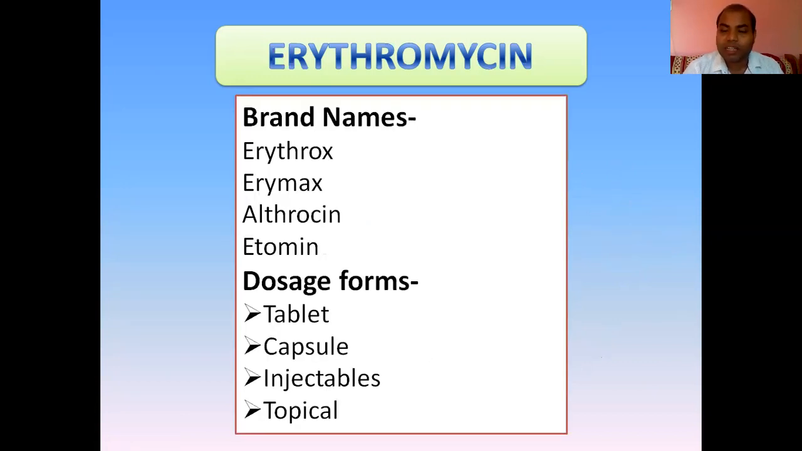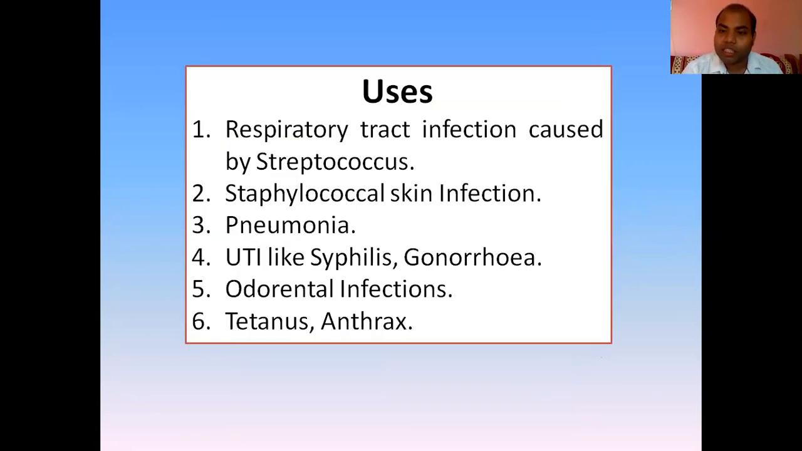In terms of brands, it is available under the brand names Erythrox, Erimax, Althrocin, Etomin, etc. The tablet dosage form along with capsule, injectable and topical dosage forms are popular. The uses generally are respiratory tract infections, as I told yesterday, and respiratory tract infections are generally caused by streptococcus species, and streptococcus are gram positive bacteria. So they are very effective against gram positive bacteria. Along with that, they are effective against staphylococcus also.